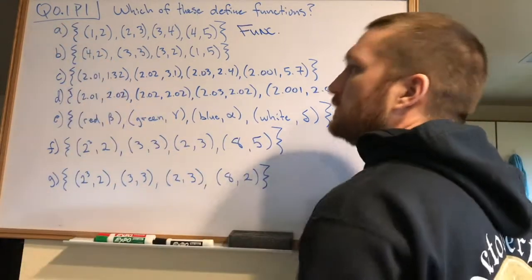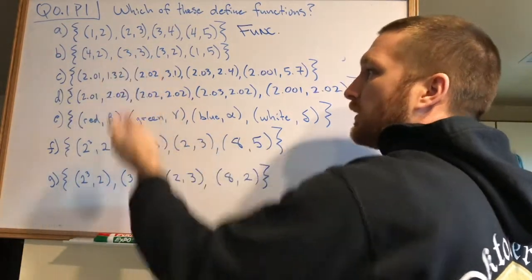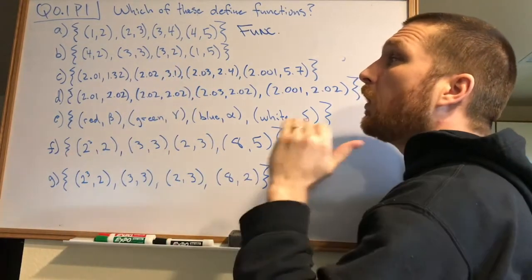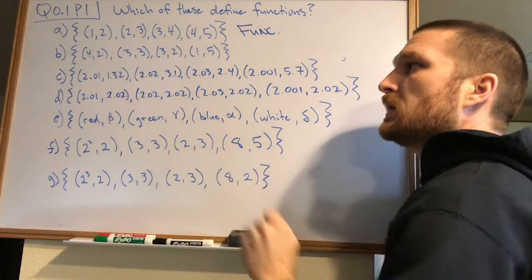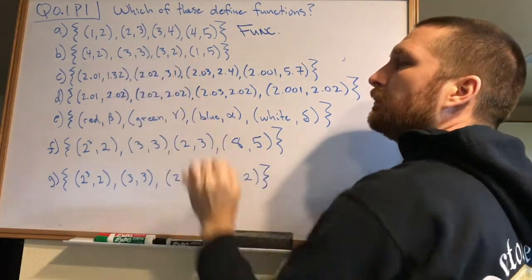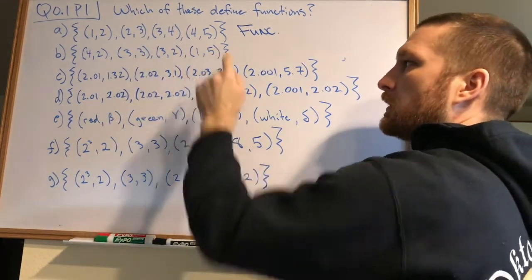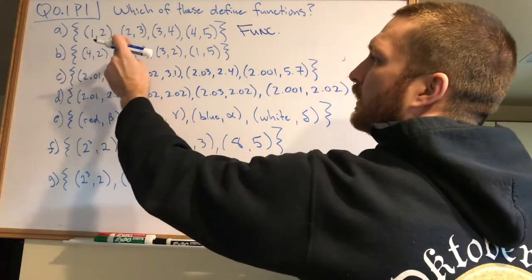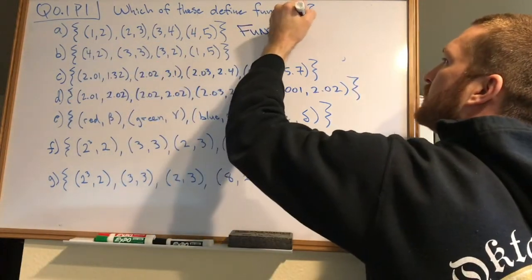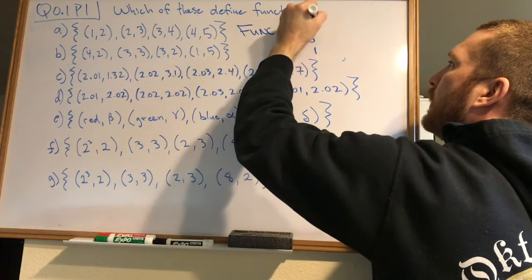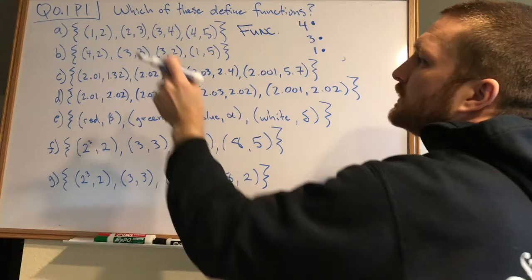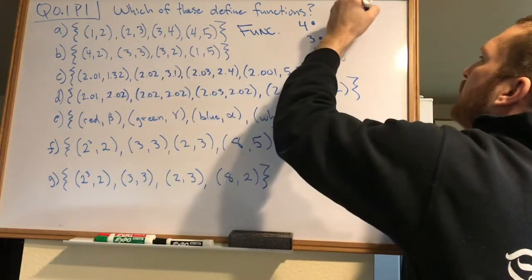4 gets mapped to 2, no problem. 3 gets mapped to 3, no problem. 3 gets mapped to 2. So 3 is going to 2 different places. 1 is going to 5. Let's see how this would look if we were to write this out. We have 4, 3, and 1 as inputs, and the outputs are 2, 3, and 5.